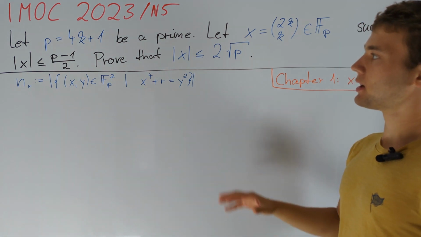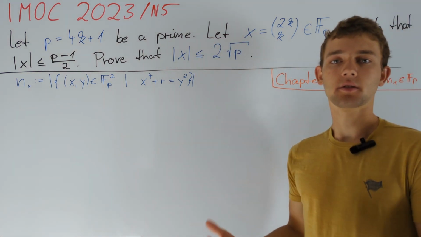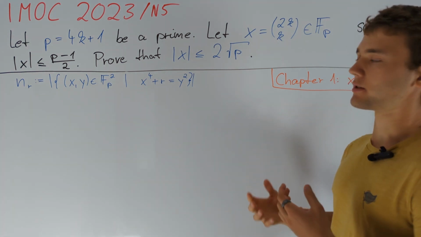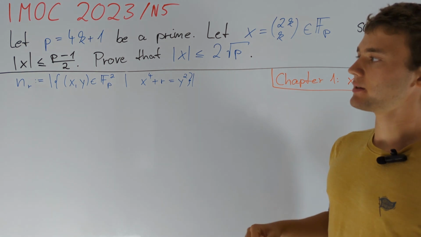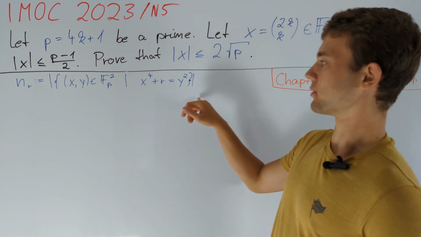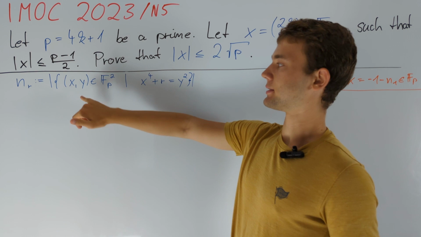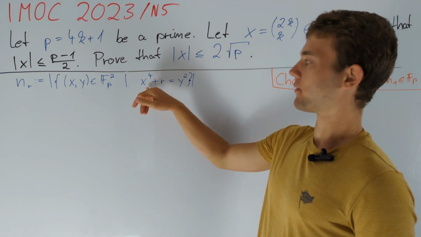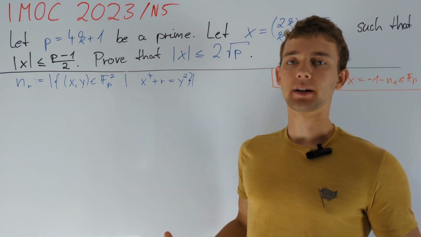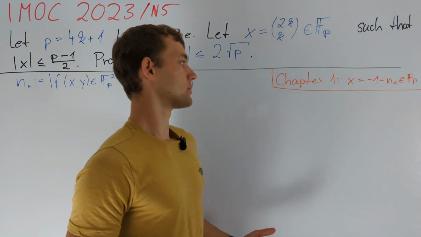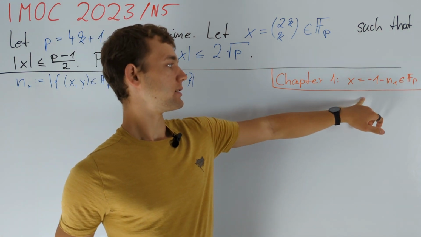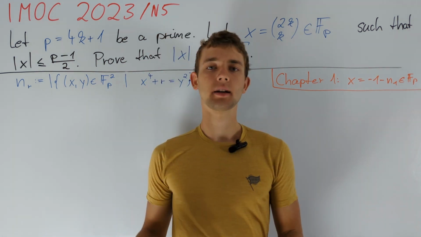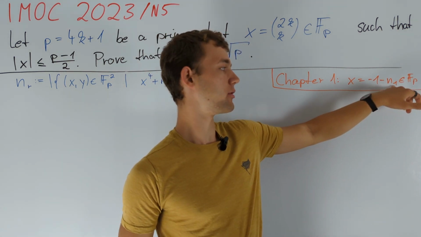Most of this problem statement is not relevant for this chapter 2 because we have already dealt with interpreting x in chapter 1. Namely, we have defined n1 and now we define nr more generally as the number of pairs x, y in Fp squared such that x to the power of 4 plus r equals y squared. And our main result from chapter 1 was that x is congruent to -1 minus n1 modulo p. Thus, our main task is understanding the value of n1.